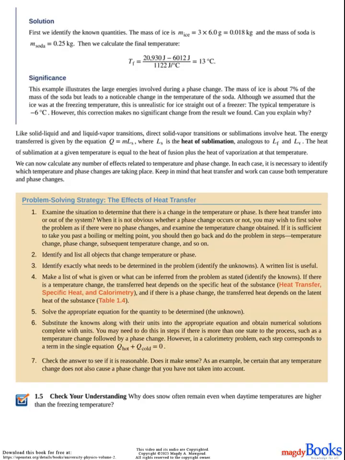Table 1.4. 5. Solve the appropriate equation for the quantity to be determined, the unknown. 6. Substitute the knowns along with their units into the appropriate equation and obtain numerical solutions complete with units. You may need to do this in steps if there is more than one stage to the process, such as a temperature change followed by a phase change. However, in a calorimetry problem, each step corresponds to a term in the single equation, Q_hot plus Q_cold equals 0. 7. Check the answer to see if it is reasonable. Does it make sense? As an example, be certain that any temperature change does not also cause a phase change that you have not taken into account.